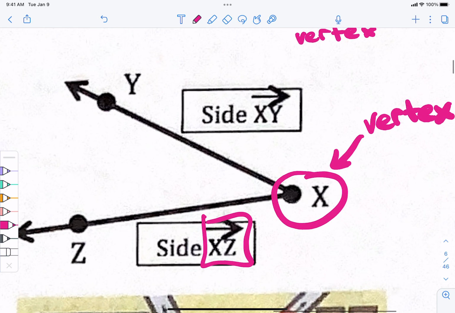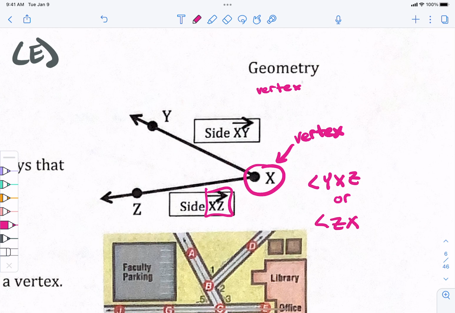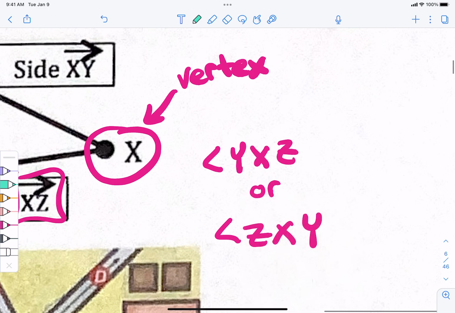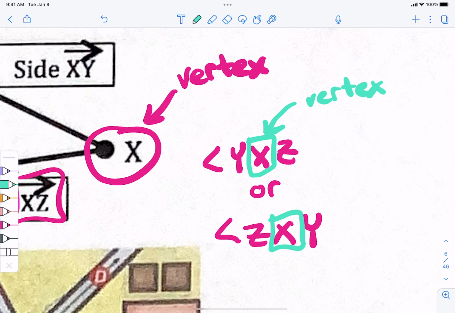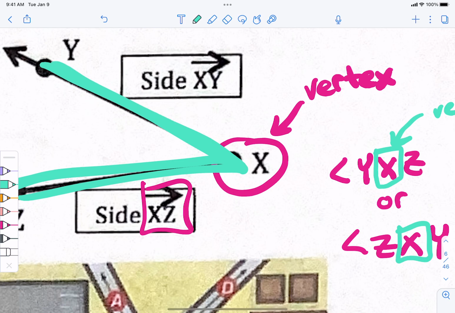So we have that stuff. This angle, we'll start naming angles. This is angle YXZ, or you can name it angle ZXY. Okay, you can name it those ways. Now, what has to be in place in order for you to name it? The X has to be in the middle. The vertex has to be in the middle. Whatever your vertex name is has to be the middle letter, okay? So you're naming YXZ or ZXY.